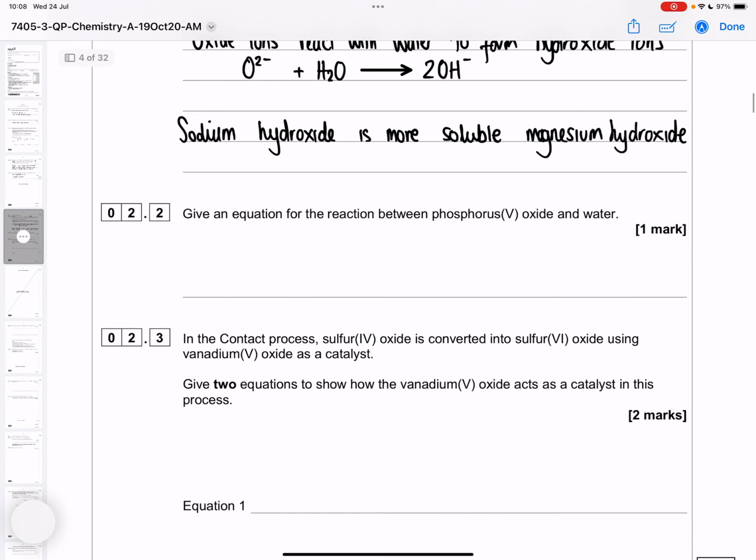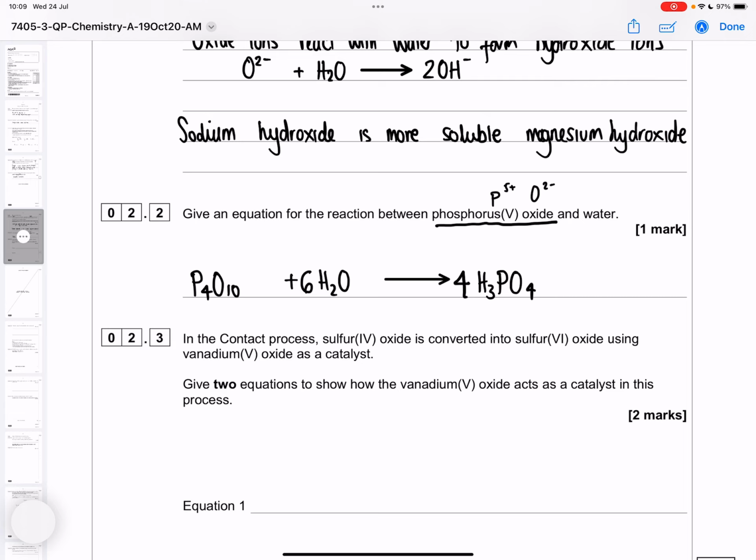Give an equation for the reaction of phosphorus 5 oxide. So we have to remember that although the formula, if we had phosphorus with a +5 oxidation state and oxide with 2 minus, we might think it's P2O5, but we have to remember it's P4O10. If that reacts with water, this is a non-metal oxide, a covalent oxide, so it's going to become an acid, and the acid is phosphoric acid. Then we need to balance that, 4 phosphoruses, so 4 of these. That's 12 hydrogens, so 6 waters.